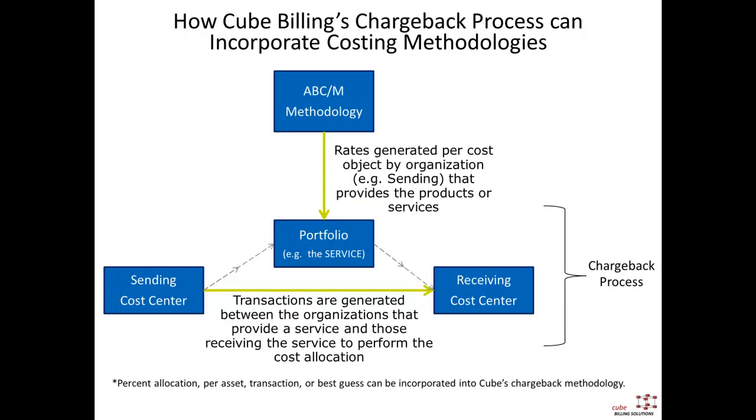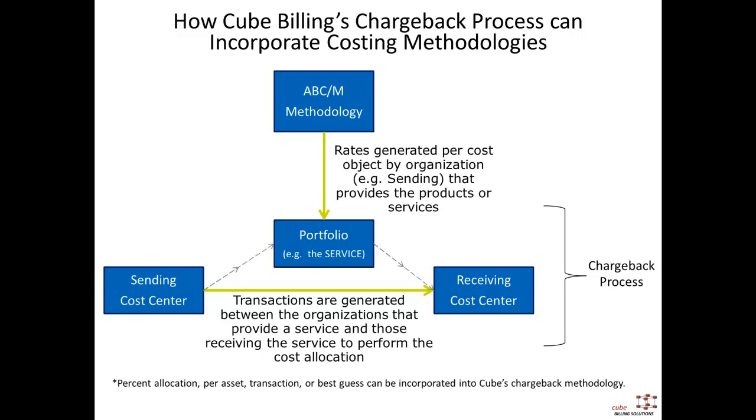When we look at how activity-based costing works today, the way it is integrated within Q-Billing is that the delivery organizations or the sending cost centers provide a service. The service is represented within the portfolio, and this may be a catalog of products and services that are offered either internally or externally to your clients, and each product and service would utilize activity-based costing to come up with a rate for that offering.